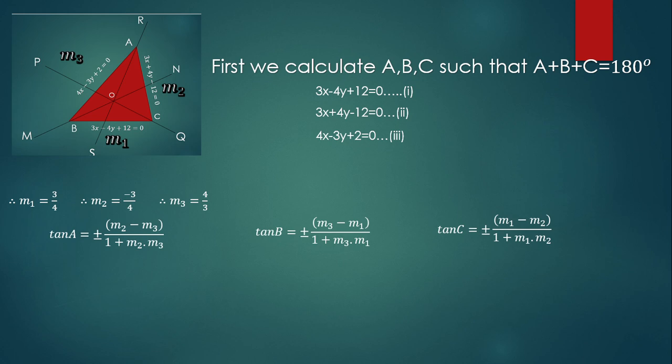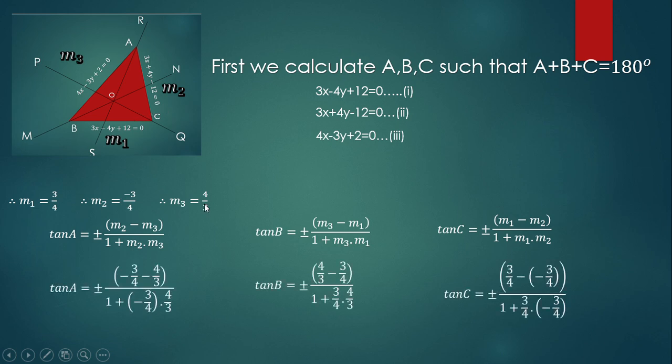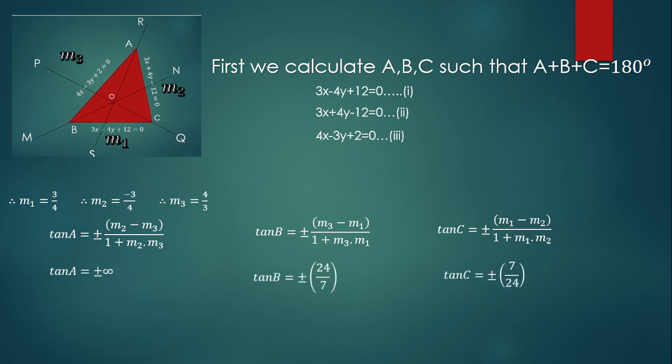Now we first find A. For this we use m2 and m3 for A, m3 and m1 for B, and m1 and m2 for C. Substituting all these values, we get tan A is equal to plus minus infinity, tan B is equal to plus minus 24 upon 7, tan C is equal to plus minus 7 upon 24. Which gives A is equal to 90 or 270 degrees, B is equal to 73.74 degrees or 106.26 degrees, and C is equal to 16.26 degrees or 163.74 degrees.